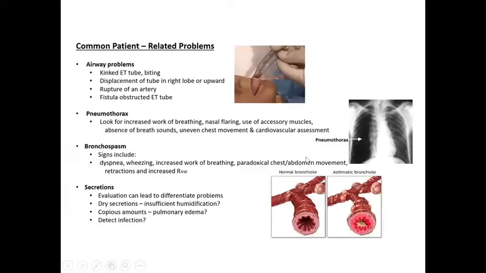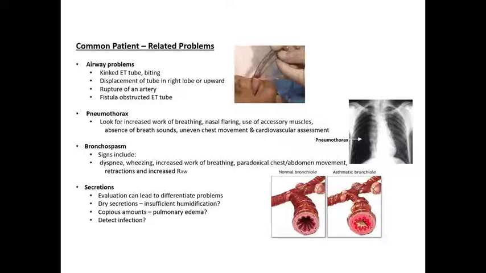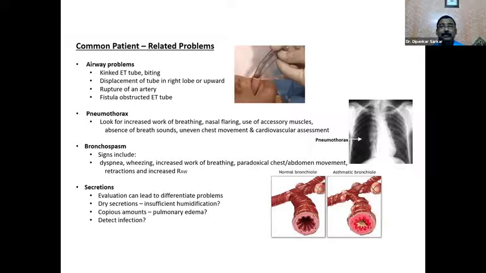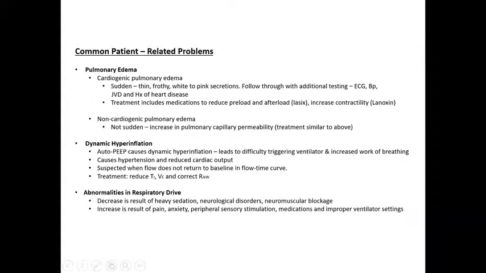Common patient-related problems which lead to a drop in saturation: airway problem, kinking of the tube or biting by a conscious patient, displacement of the tube to more deep, rupture of an artery or something, so some disease process. Pneumothorax is another important thing. With the help of the doctors, if you auscultate the patient, you will find less air entry on one side to diagnose a pneumothorax. Whether there is bronchospasm, if there is a bronchospasm, with the permission of the doctor treating team, you just give the bronchodilators. And if there is any secretion or frothing, you just suck it out after giving adequate oxygenation to get it back to the old state.